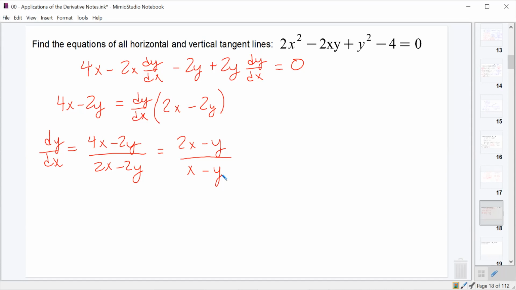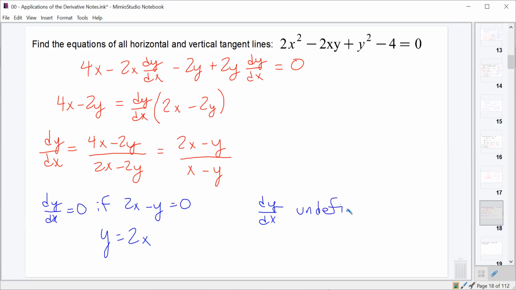And so now we're just going to look for when is this equal to 0 and when is this undefined. So we're going to say here dy dx equals 0 if 2x minus y equals 0, which would give us y is equal to 2x. We'll deal with that a little bit more in a second. At the same time, I'm going to say dy dx is undefined if x minus y equals 0 or y equals x.